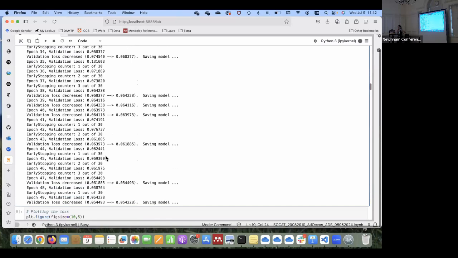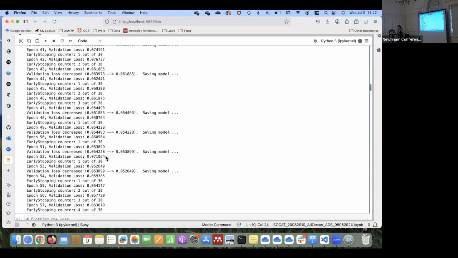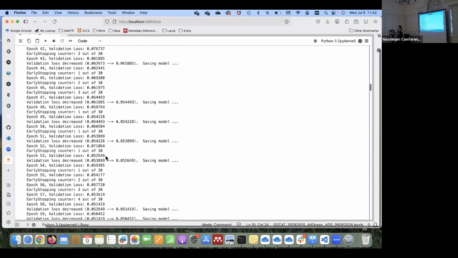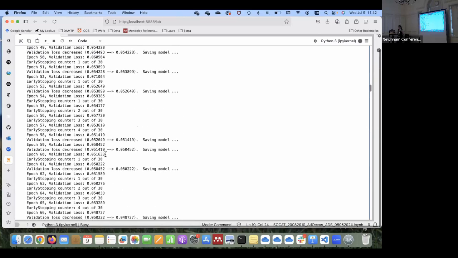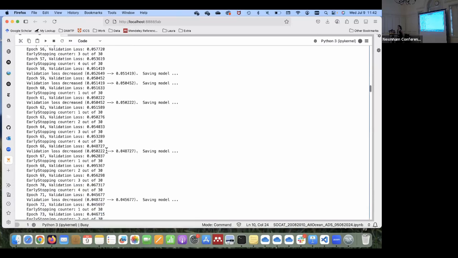Patience means that you have to see 30 validation iterations without improvement? Correct, 30, and then it stops, exactly. It's not basically learning. Yes, exactly. Normally it takes 200 to 300 epochs. It's set to run for longer, but with the early stopping criteria.